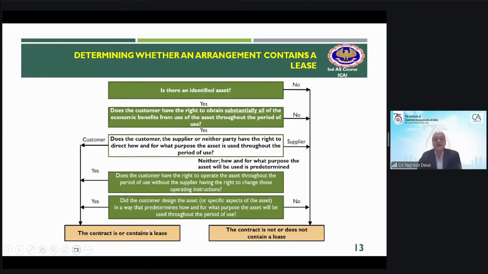In that case, we will talk about all the jargons of our real estate and the present value of the lease liabilities, lease obligations. Very important, the customer has the right to obtain substantially all of the economic benefits. If that is not clear, then does the customer or the supplier have the right to direct how and for what purpose the asset is being used throughout the period of use? In very rare cases, it happens that none of the parties have any right. But in practically all the cases, things are well defined, stipulated, and well covered in the contract.